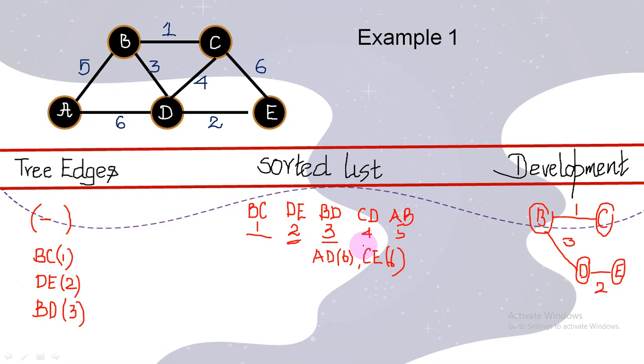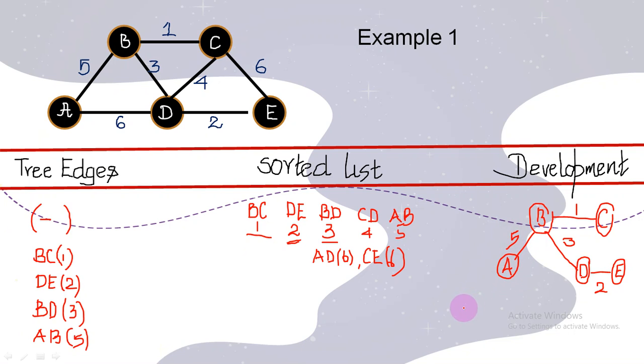The next alternative is CD. If you select CD, it will generate a cycle over here: B, C, D, B. A cycle will be generated. Therefore, there is no question of selecting CD. Or AB: if we select AB, it incurs no loop. Therefore, AB has to be selected, and that is also the minimum weighted edge among the remaining edges. Therefore, A comes somewhere over here. This is how the spanning tree is developed, and this becomes 5.